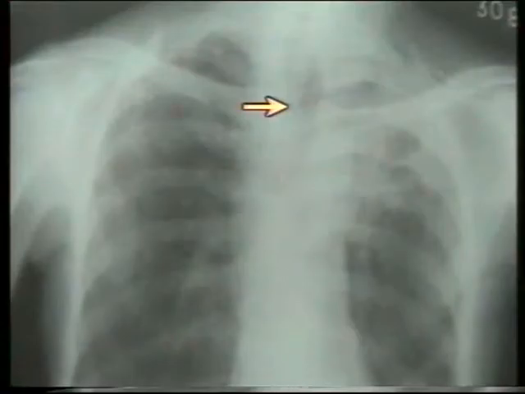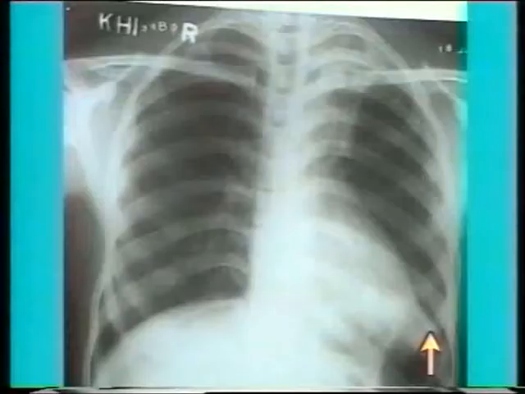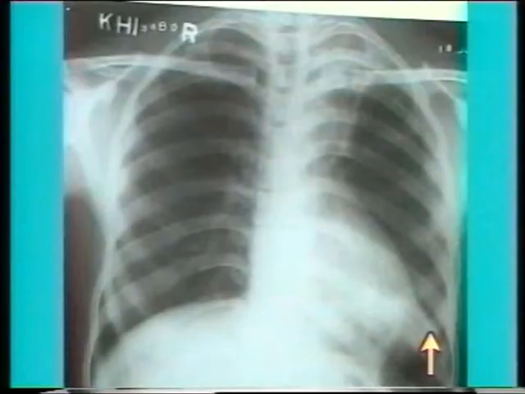If for some reason the trachea and the mediastinum are fixed, then the diaphragm will be pulled up by fibrosis. In this X-ray, there is left upper zone fibrosis. The trachea is central, but note that the left diaphragm is pulled up. Normally, the left diaphragm should be at a lower level than the right. So, either the mediastinum or the diaphragm or both may get pulled towards a fibrotic lung.